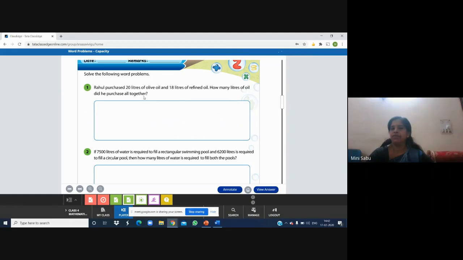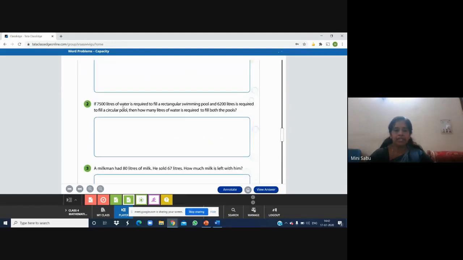What you have to do? 20 liters plus 18 liters. Since it is problem solving, you have to write the steps. Quantity of olive oil he purchased, refined oil he purchased, oil purchased all together. Anyway, you can write the steps here. And after that, you will add 20 liter plus 18 liter. It is too simple, no? Okay, then you will add, you will get. I will show you the answer after discussion.